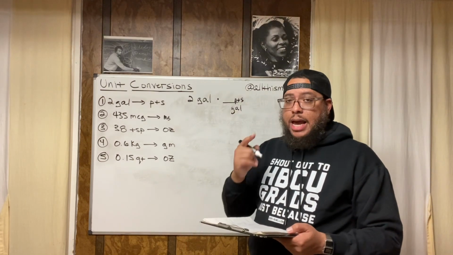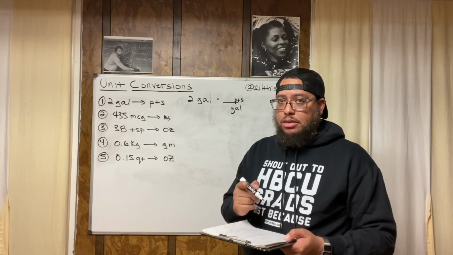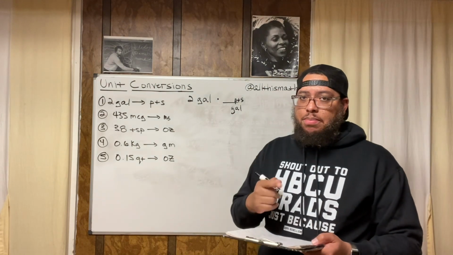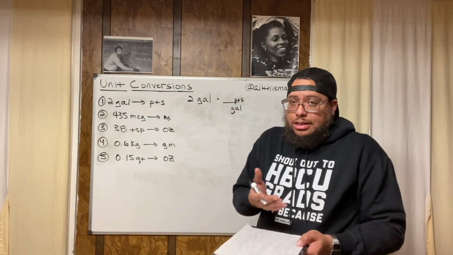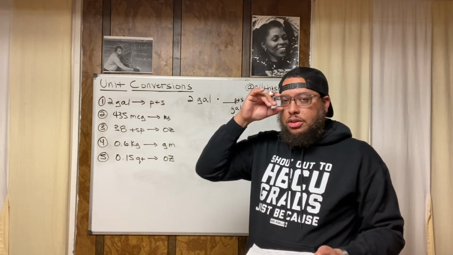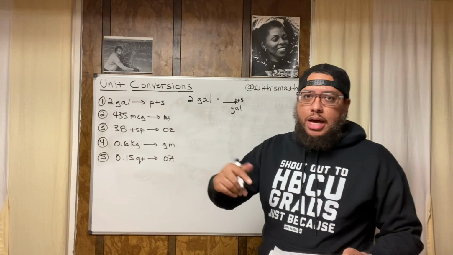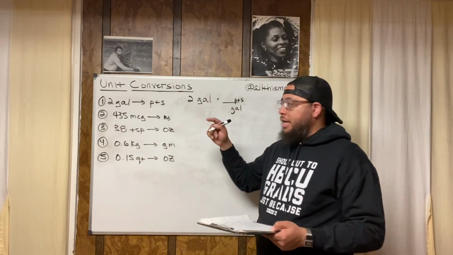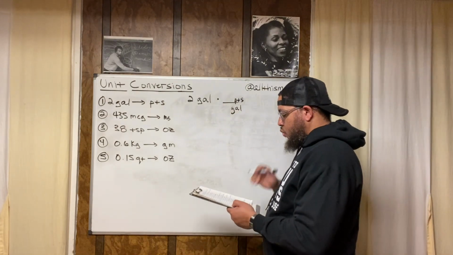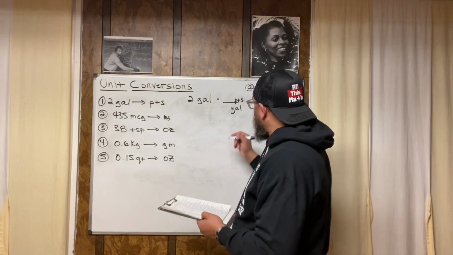Okay, so a gallon is equivalent to 8 pints. Now, how do I know that? I know that because I went online and did some research. I just Googled it, basically. I just went online and said, gallons to pints. So 1 gallon is equivalent to 8 pints.